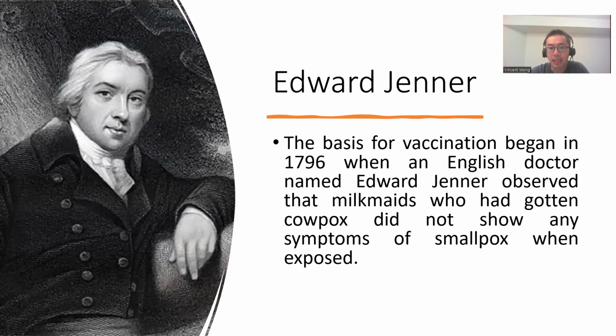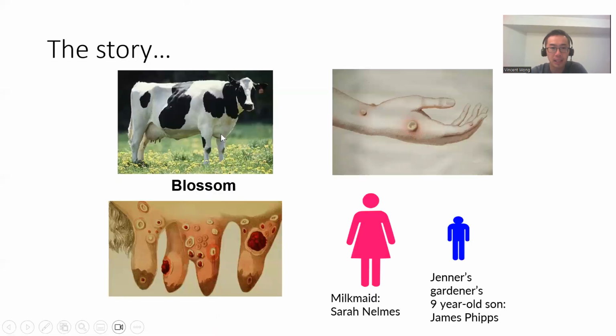So what he did was, he noticed the milkmaids. I guess he lived in a pretty wealthy family. He had these milkmaids that milked the cows for him, and he noticed the milkmaids would get something called cowpox. Cowpox is not deadly. They catch it from the cows, from milking the cows. And he noticed that the milkmaids who caught cowpox did not show any symptoms of smallpox. They basically don't get smallpox. So this is the story.